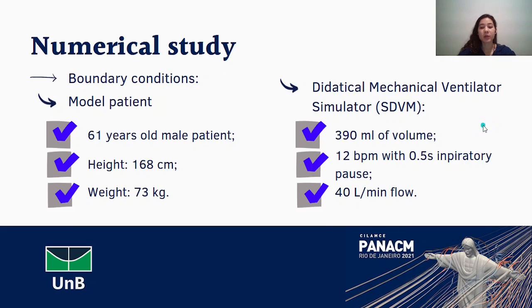The boundary conditions for the numerical study were the data of the model patient that was used as input on the didactic mechanical ventilator simulator. The model patient is a 61 year old male, 168 centimeters and 73 kilograms. For the given patient, the data used were 390 milliliters of volume, 12 breaths per minute with 0.5 seconds respiratory pause, and 40 liters per minute flow rate.